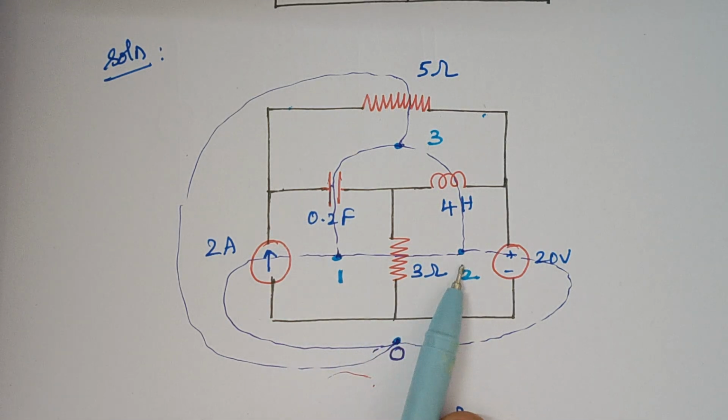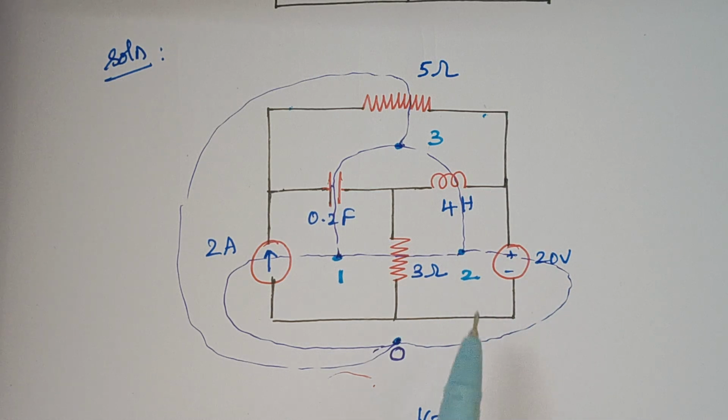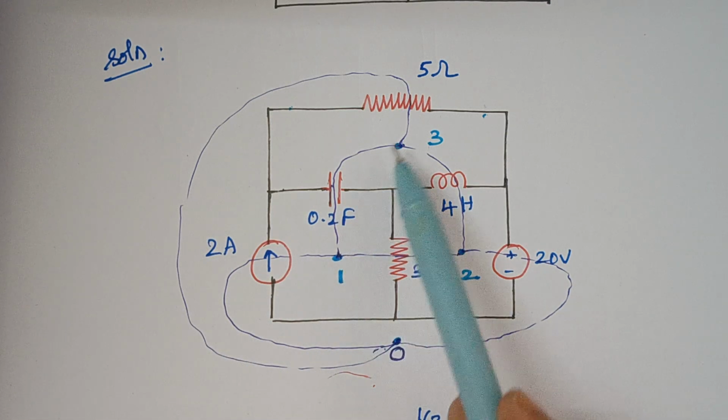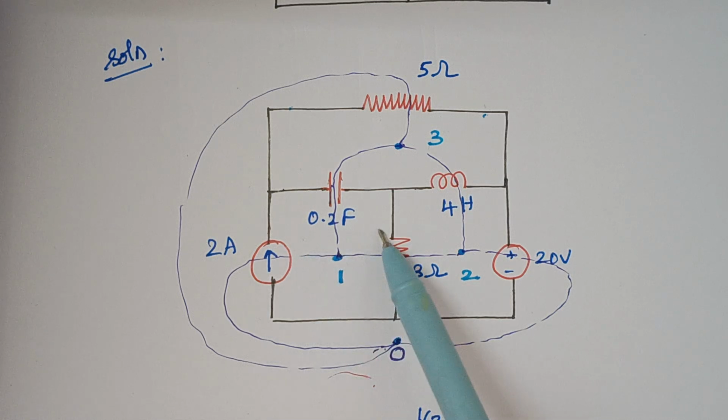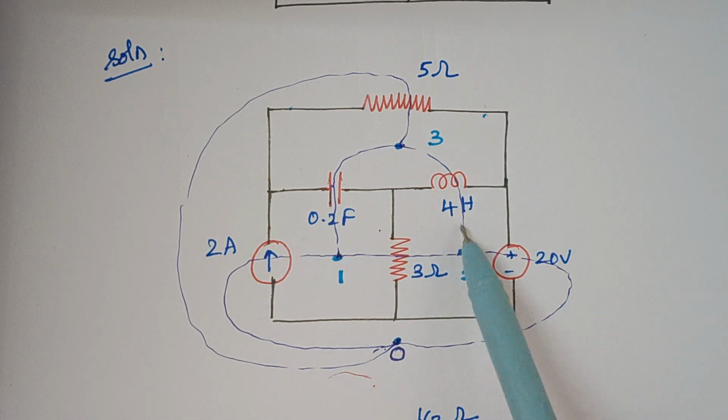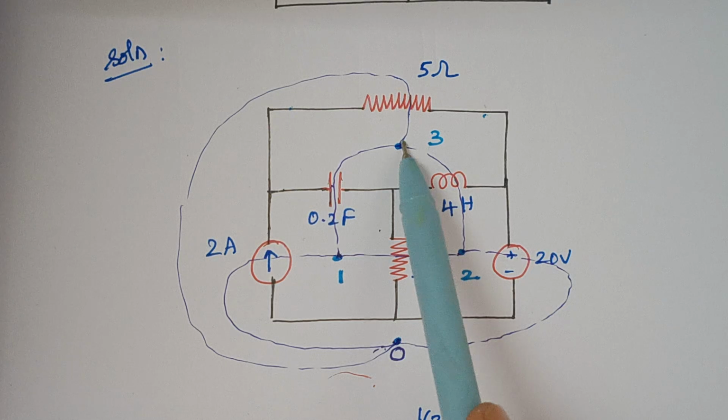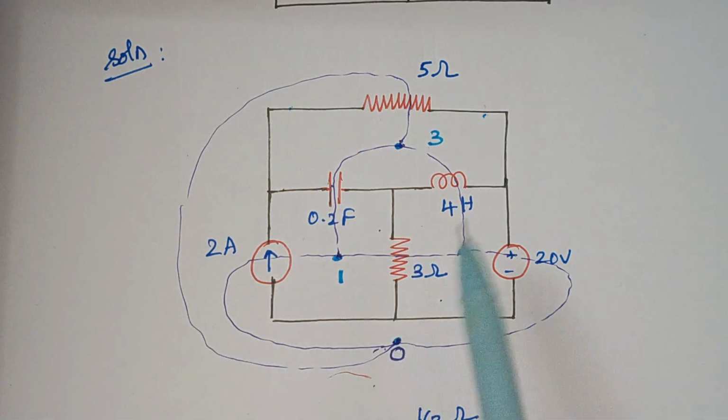So dot 1 and dot 2 are connected by this resistor, dot 2 and 0 are connected by this voltage source, and dot 1 and 0 are connected by this current source, right? Likewise dot 1 and 3 are connected by 0.2 farad, 2 and 3 are connected by 4 Henry, and finally dot 3 is connected to our reference dot by 5 ohms, right? So this is our first step.